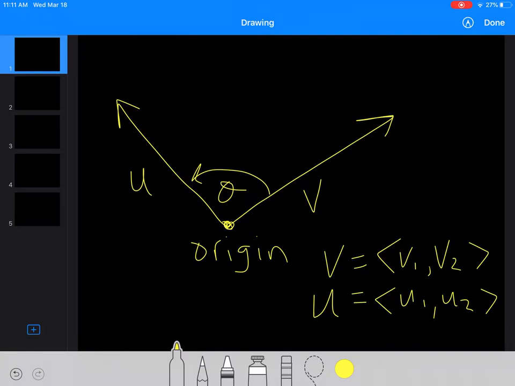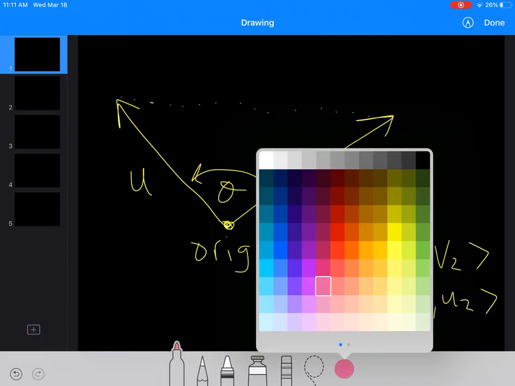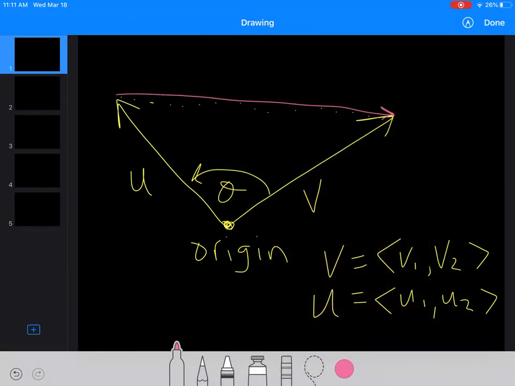Now it's important to note that this top line connecting the ends, the terminal points of u and v, we can form a triangle by subtracting vector v minus vector u, and that would form a new vector. That's going to come in handy in the future, but we'll practice that more down the road.